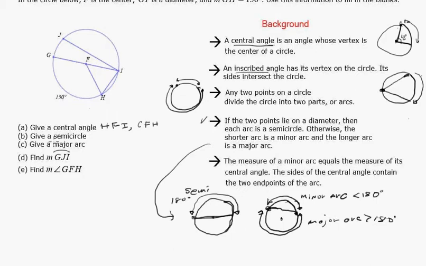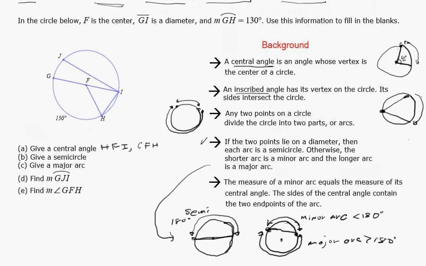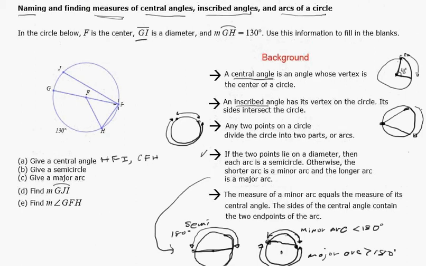So we have a central angle. Give a semicircle. If they say up here that G to I is the diameter, then a semicircle would be G to J to I. It would be this arc right there. Or you could say G to H to I. Give a major arc. A major arc would have to be greater than 180, so we could say from I to G to J, because that's going to be more than 180 degrees.